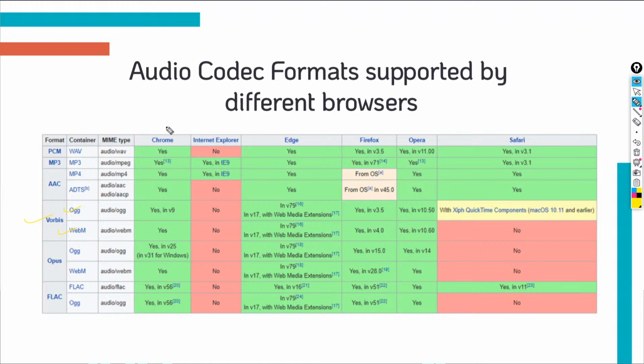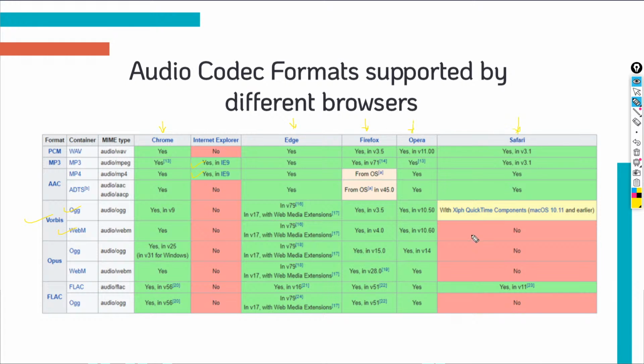As you can see, Chrome is the front runner of supporting most of the features, as is Edge, not a problem. But IE is where it differs. You can see, yes, it supports MP3 from IE9 and above. Yes, it supports MP4 from that perspective as well. So the MIME type is audio. You can also have videos, we'll talk about that tomorrow, as I said. Then Edge has the support for it. Fine, even Firefox, Opera, and Safari have support for it.